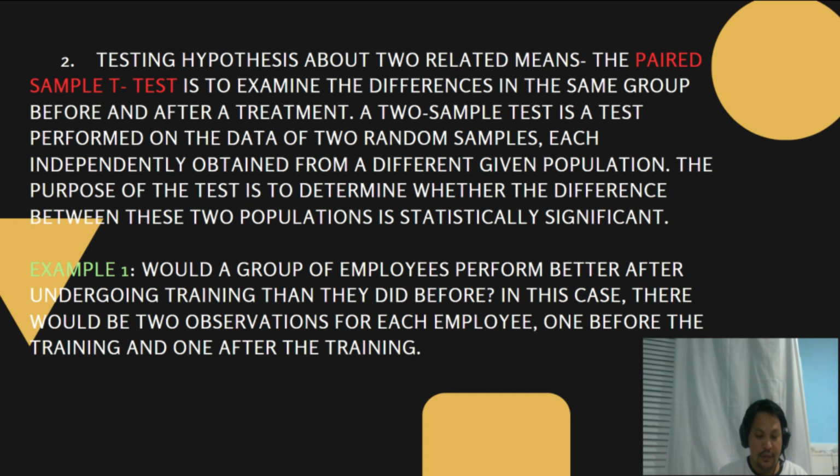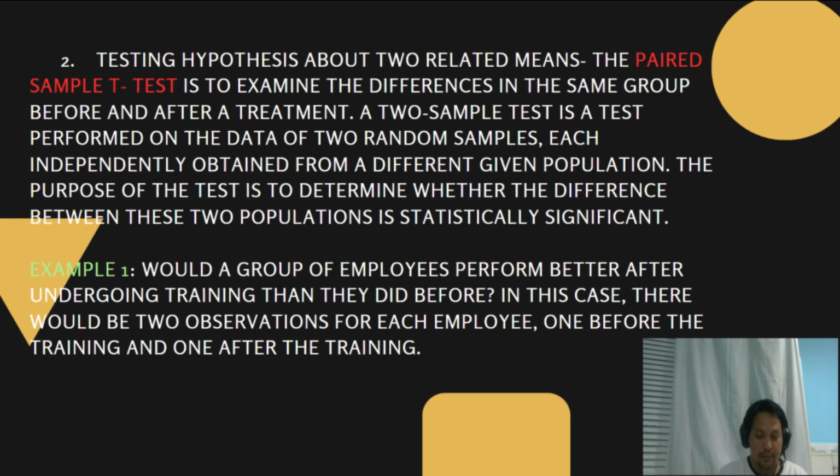Number 2. Testing hypothesis about two related means. The paired sample t-test is to examine the differences in the same group before and after a treatment. A two-sample test is a test performed on the data of two random samples, each independently obtained from a different given population. The purpose of the test is to determine whether the difference between these two populations is statistically significant.